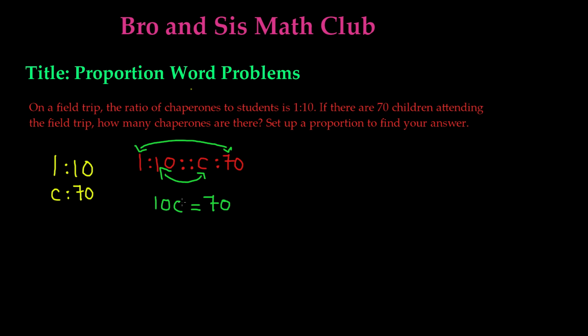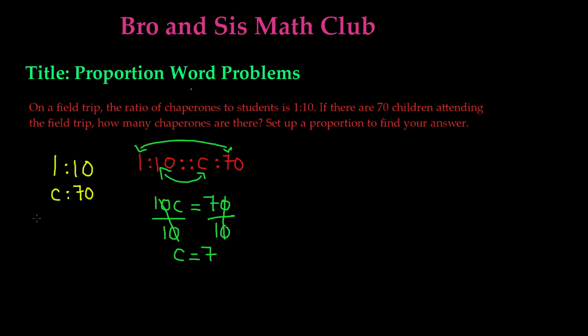Now we have to do inverse operations to get C by itself. Since 10 is being multiplied to C, the inverse of multiplication is division, so we're going to divide by 10 on both sides of the equation to keep balance. The 10 and 10 cancel each other out, and we're left with C is equal to 70 divided by 10. We cross out the zeros, 7 over 1, which is the same thing as 7. So C is equal to 7. That means there are 7 chaperones attending.